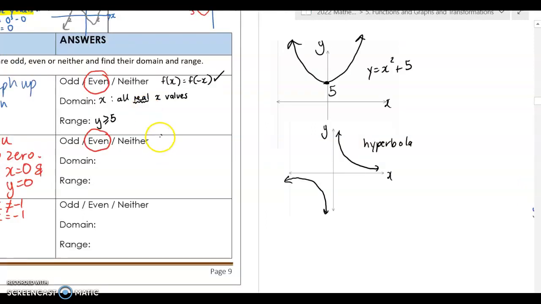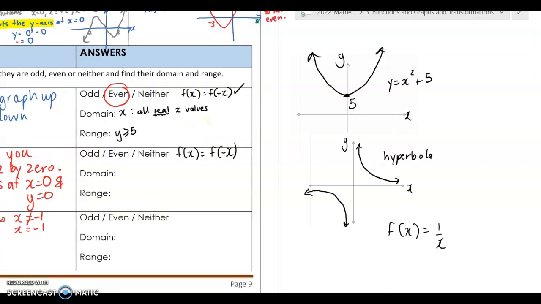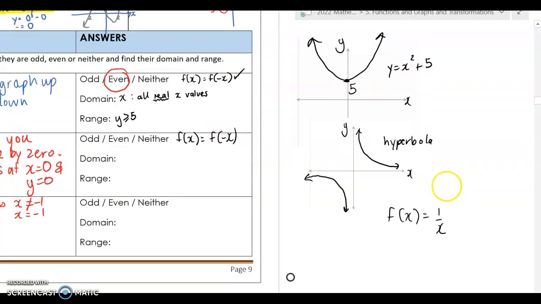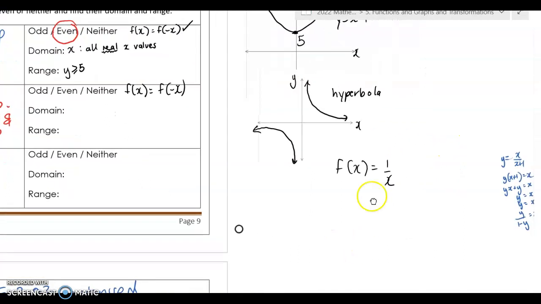We're going to test for even, and we can test if f of x equals f of minus x. Let's have a look at that. Okay, so if we were to test if f of x equaled f of minus x, so f of x is 1 over x, f of minus x is going to give us 1 over minus x, which is not equal. So it's definitely not going to be an even function.